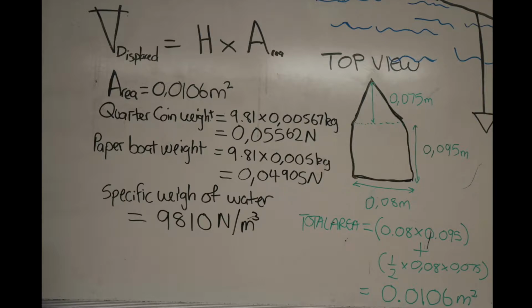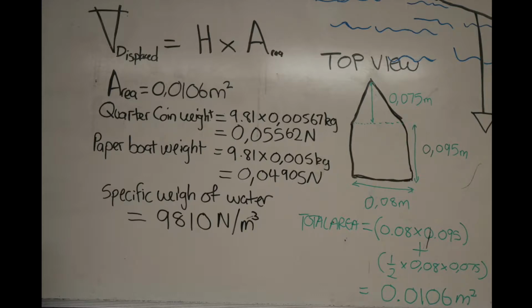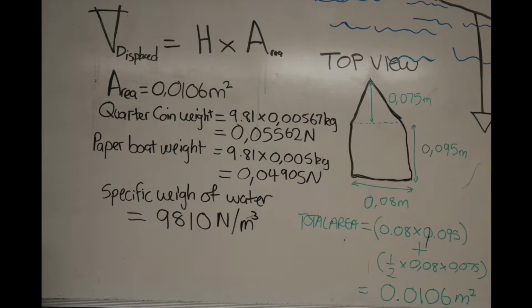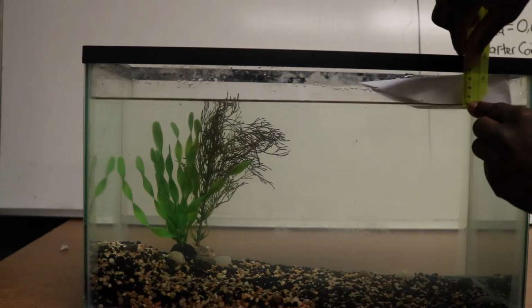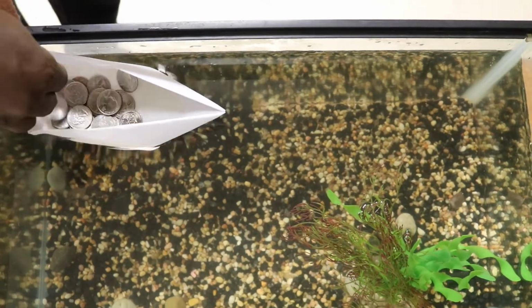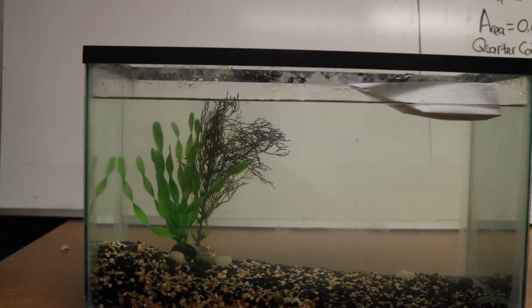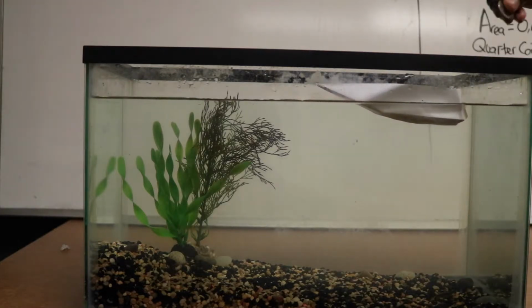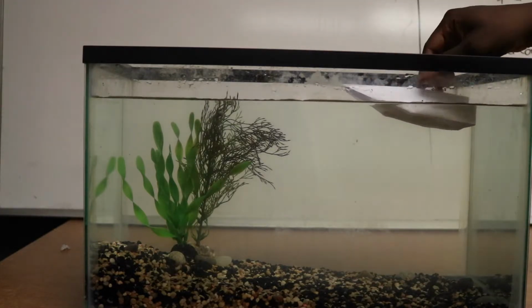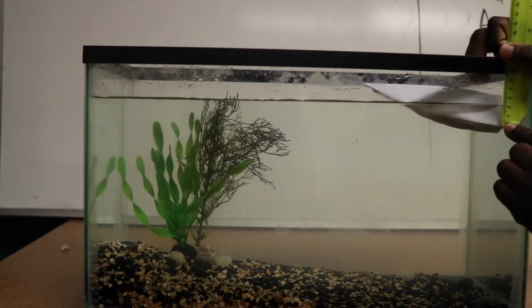Weight is calculated as mass times gravity. The weight of a standard US quarter coin is 0.05562 Newton. The boat is made of a single A4 sheet which weighs 0.04905 Newton. The specific weight of water is 9,810. For our experiments, we add 5 quarters at each increment, and we measure the H value, which is the depth of the boat submerged in water. We wrote down our values in a table and did the respective calculations.